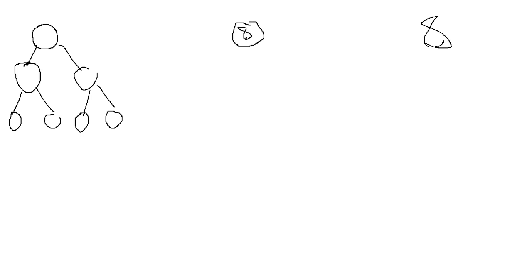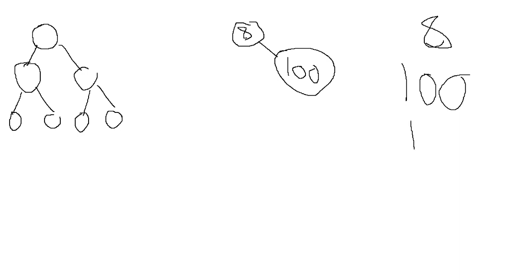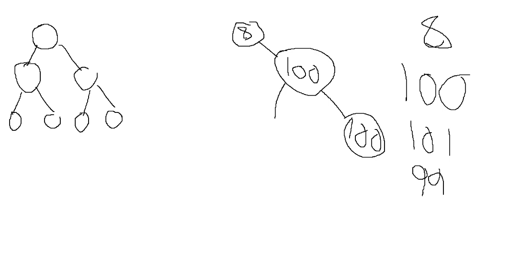Now, let's say I add 100. Where would that go? On the right. And let's say I add 101. Where would that go? To the right of 100. And let's say I have 99. Where would that go? Left of 100. Still a subtree of 100.